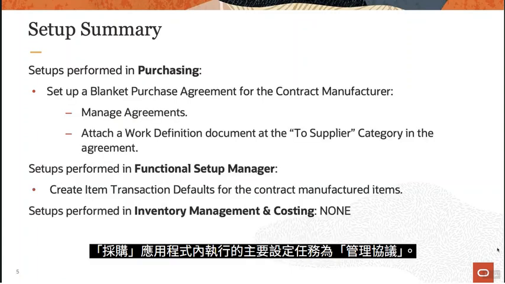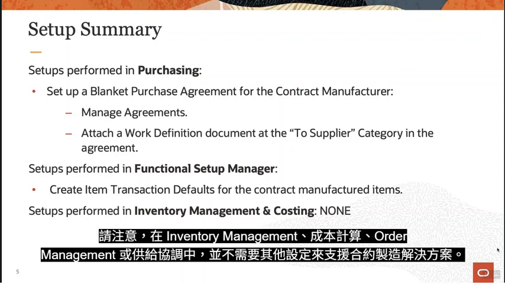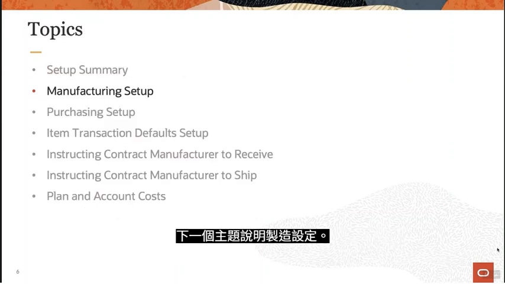The key setup task that is performed within the purchasing application is Manage Agreements. This is used to create a blanket purchase agreement on the contract manufacturer and attach the work definition PDF or XML document to the supplier category within the agreement. Note, there are no additional setups required to support the contract manufacturing solution in inventory management, costing, order management, or supply orchestration. The next topic describes manufacturing setups.